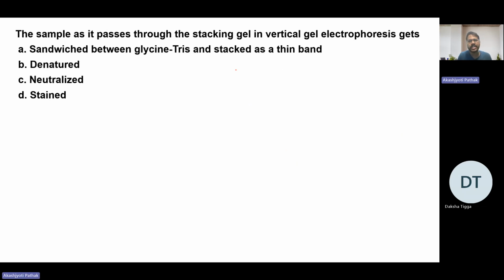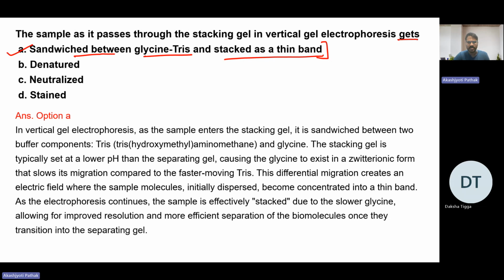What will happen when the sample passes through the stacking gel in vertical gel electrophoresis? It will get sandwiched between the glycine and the Tris chloride and stacked as a thin band. So the answer is option A. You can read here as well. Glycine exists as a zwitterion, and the fast moving Tris chloride.